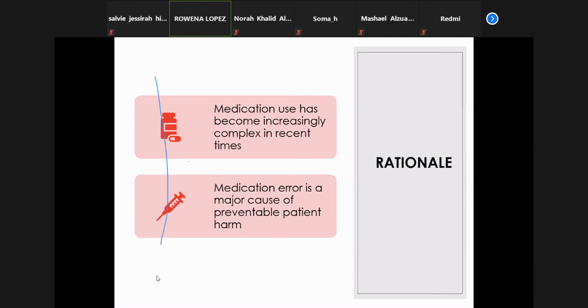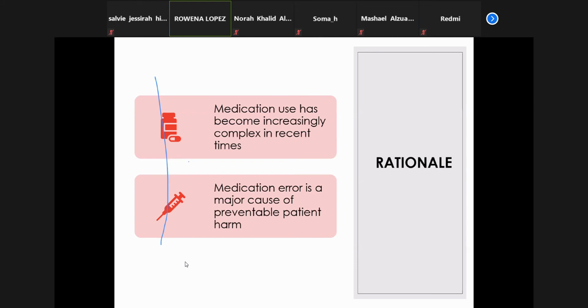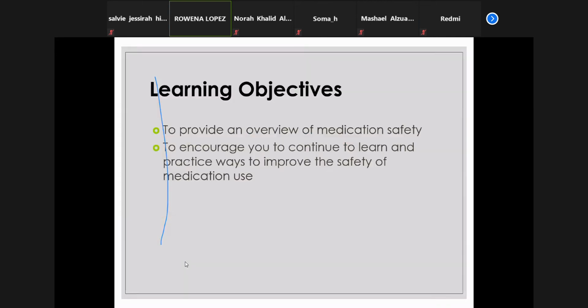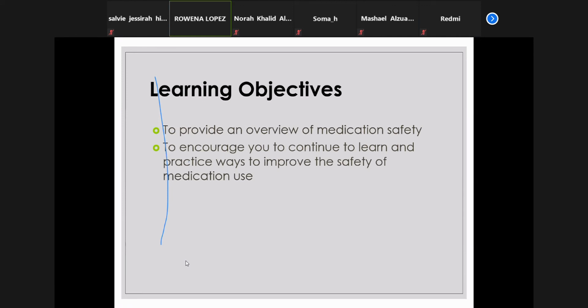So, the rationale: medication use has become increasingly complex in recent times, and medication error is a major cause of preventable patient harm. It says here preventable, okay? So if you are about to administer the medication and you have the wrong dosage, this is preventable. You prevent it from being given to the patient. Our learning objectives here are to provide an overview of medication safety, and to encourage you to continue to learn and practice ways to improve the safety of medication use.